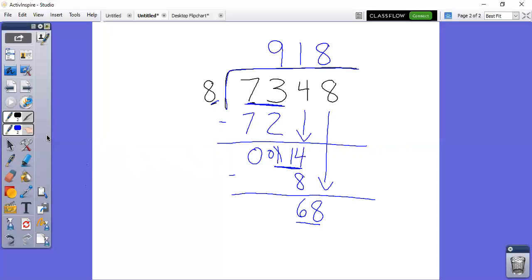8. 8 times 8 is 64. Subtract is step number 3. 8 minus 4 is 4. 6 minus 6 is 0. Do we have anything else to bring down? Nope, so that's going to be our remainder. Remainder 4. So our answer is 918 with a remainder of 4.